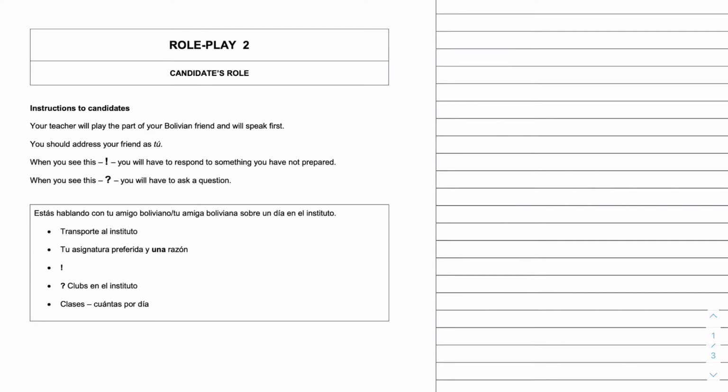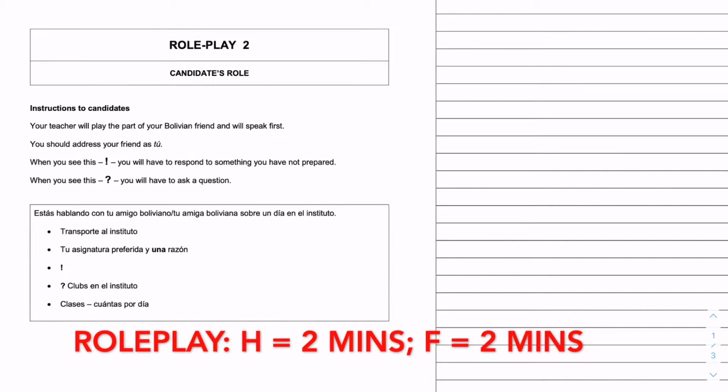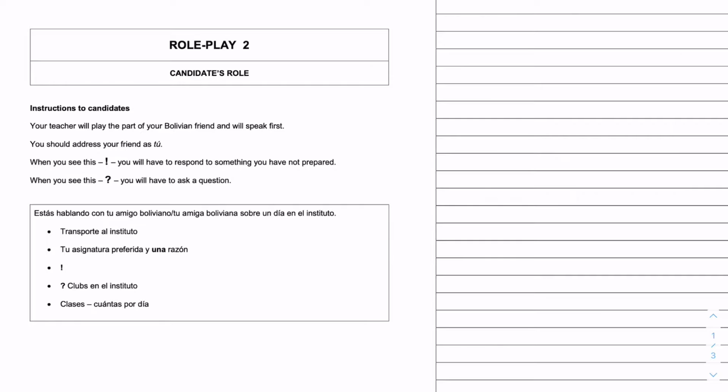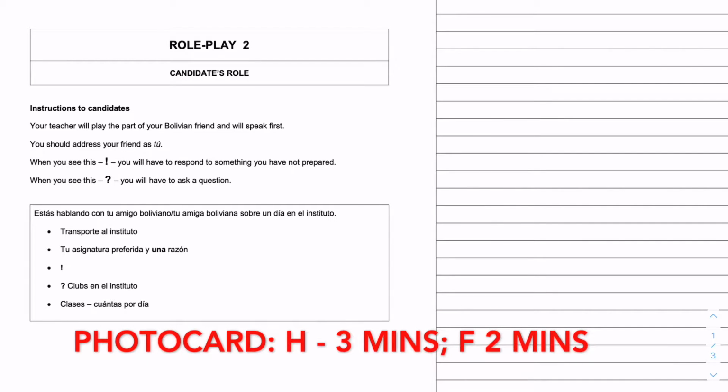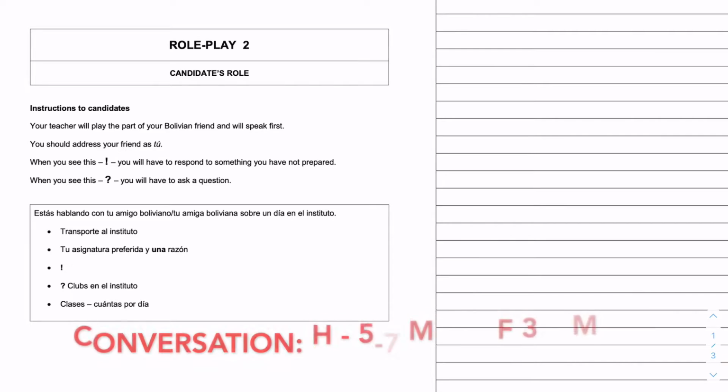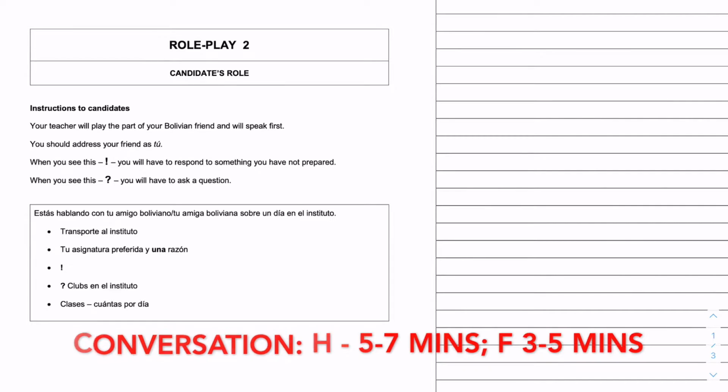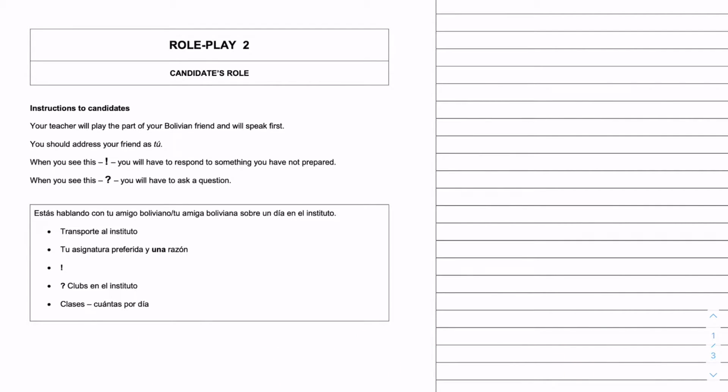What's different is the timings. For both the higher and the foundation tier, the role play is a maximum of 2 minutes. People do tend to complete it very, very quickly. So if you do complete it in 30 seconds, you haven't done anything wrong. You've done it right. Foundation tier, it's 2 minutes, and higher tier, it's 3 minutes. And the final section, the general conversation, this is where there's a big difference. Foundation tier, it lasts between 3 to 5 minutes, and the higher tier, it lasts between 5 to 7 minutes.